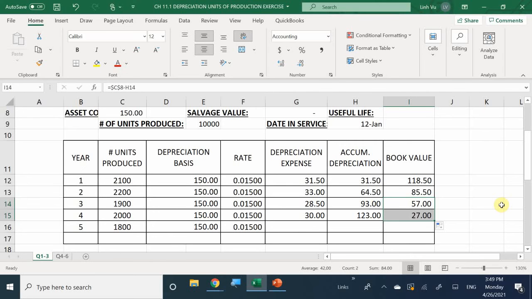What's the depreciation expense for year 5? $27. Okay, so this time we have 18 times the 1.5 pennies, which should give you that. And then 150 for the accumulated depreciation.